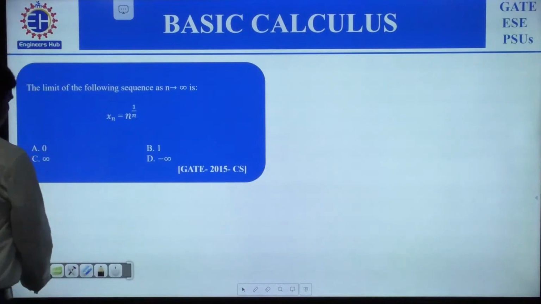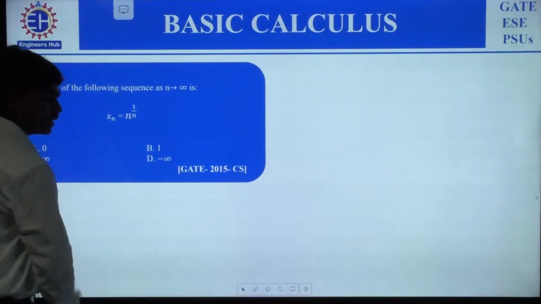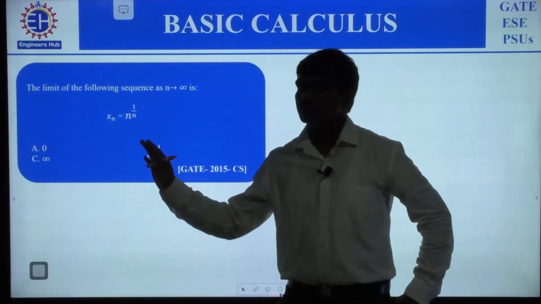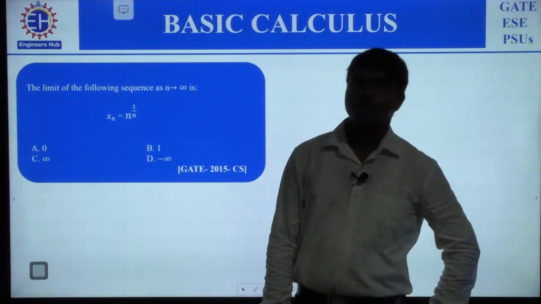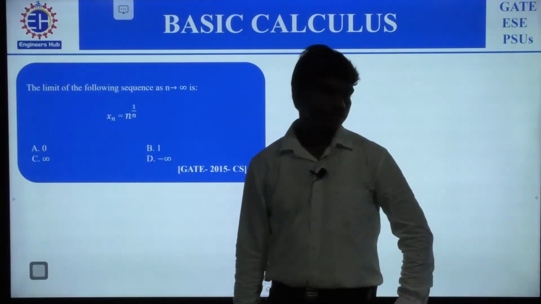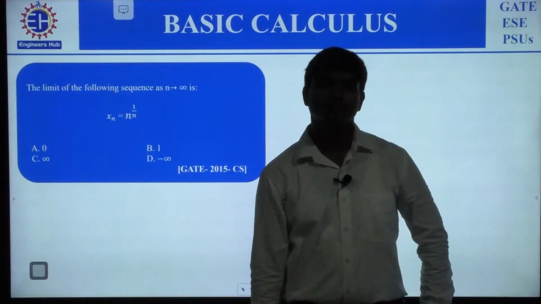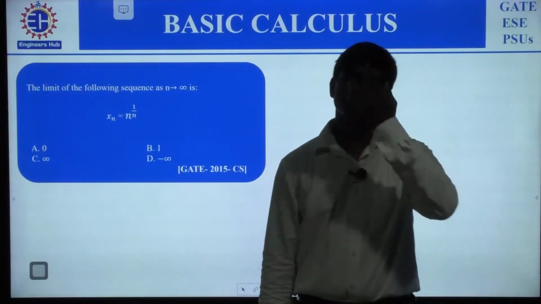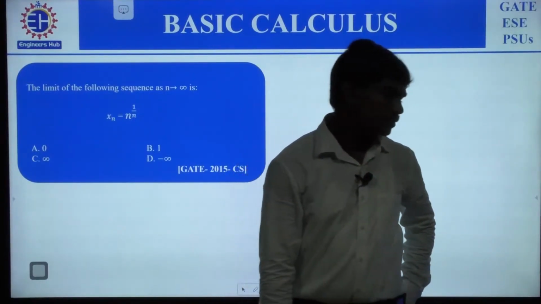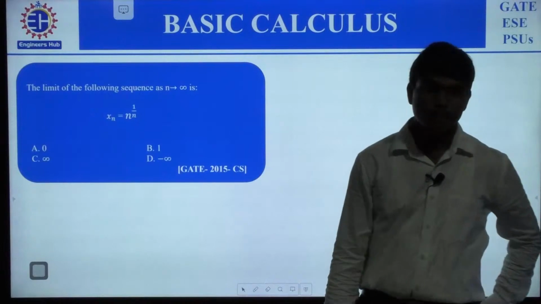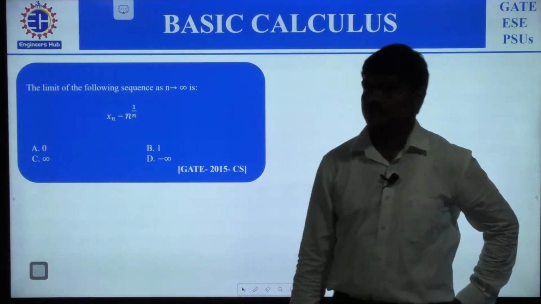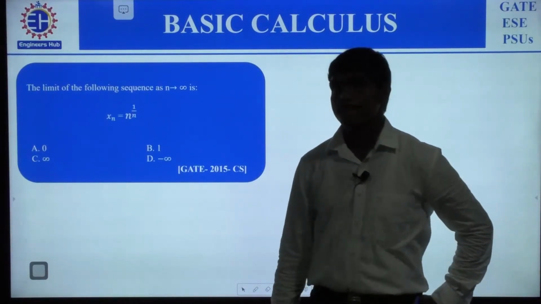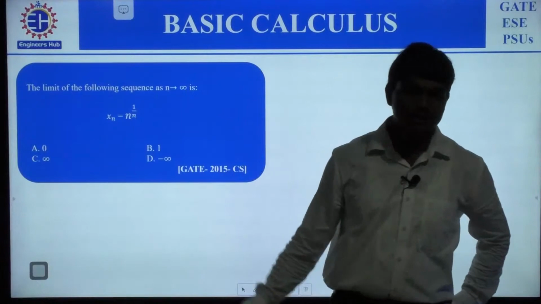This is really an important question which was asked many times in the GATE examination. Now try to get the answer for this question. I would give you some 1 or 2 minutes. Try to answer this question. What's the difference between sequence and series? If you could know that difference, you could have worked out this question. What's the answer for this?